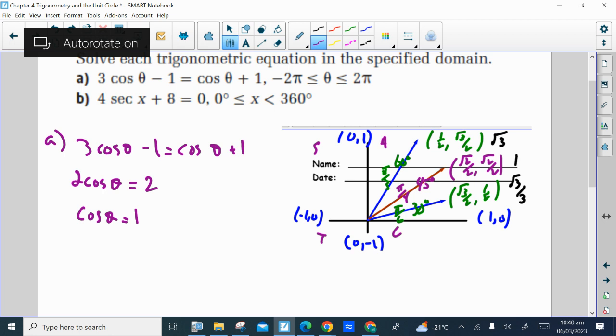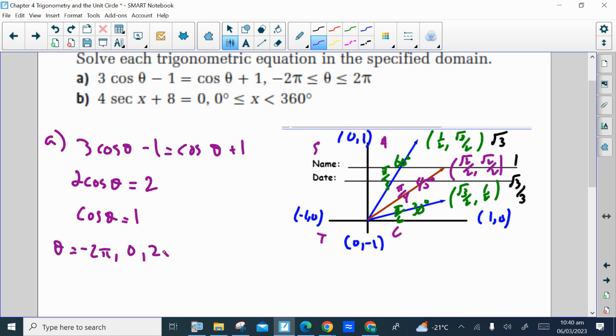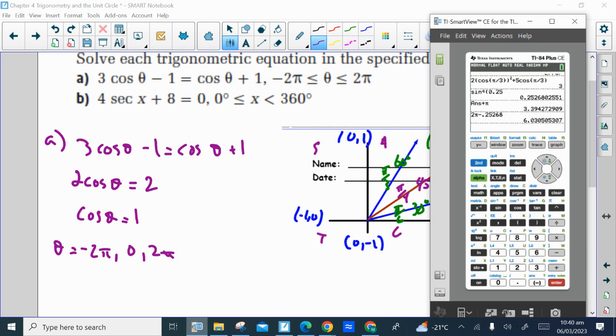cosine, which is the x value, is positive 1 right here. So we would have 3 answers for that. That would be negative 2 pi, 0, and positive 2 pi. You can write them in any order you want. Doesn't matter.